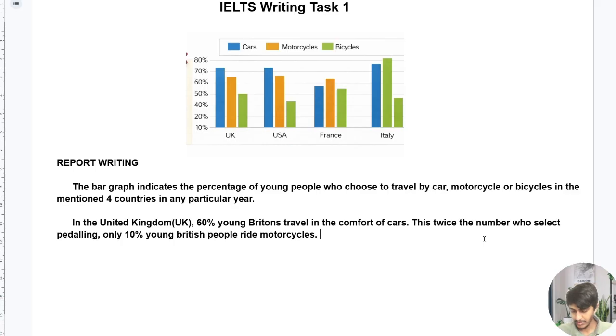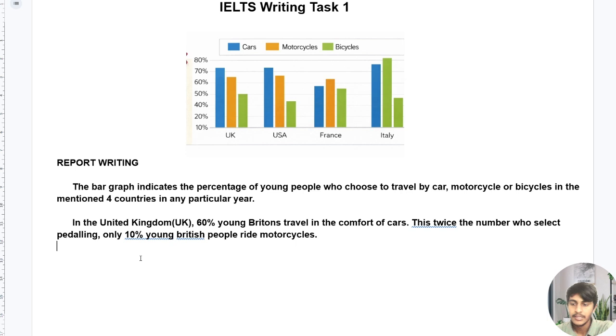So here is our body paragraph 1. In the United Kingdom (UK), 60% of young Britons travel in the comfort of cars. This is twice the number who selected paddling, while only 10% of young British people ride motorcycles. So we understand that, and we enter the body of the report. These paragraphs talk about only one country, which is very good practice. We talk only about UK, not any other country like USA, France or Italy. First of all we discuss only the UK.